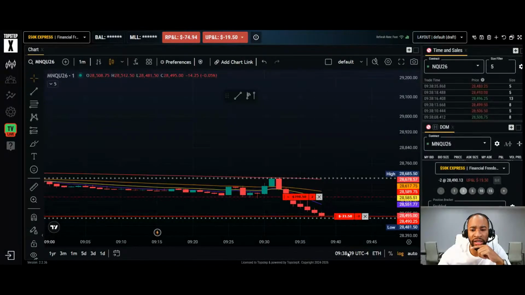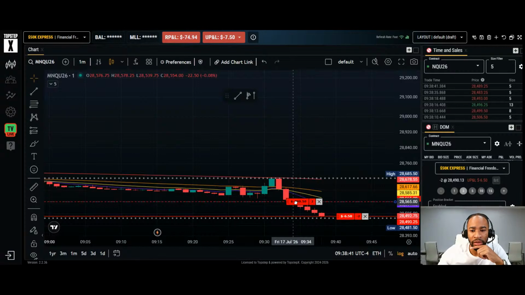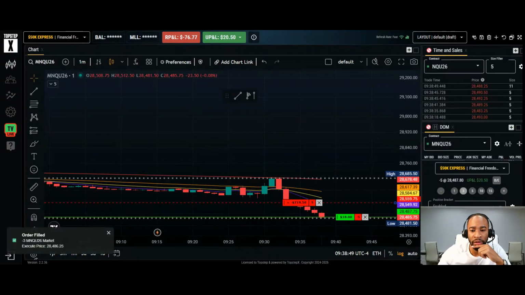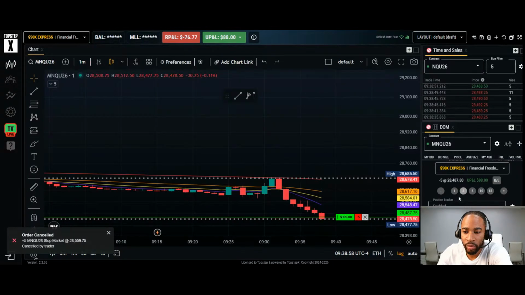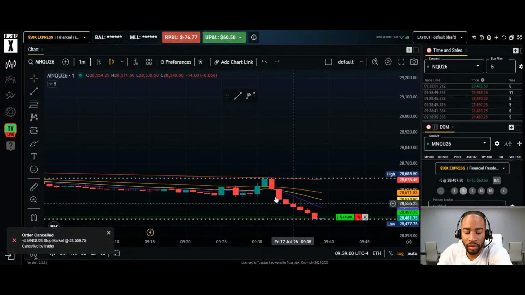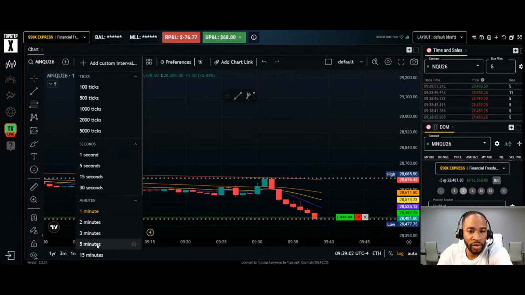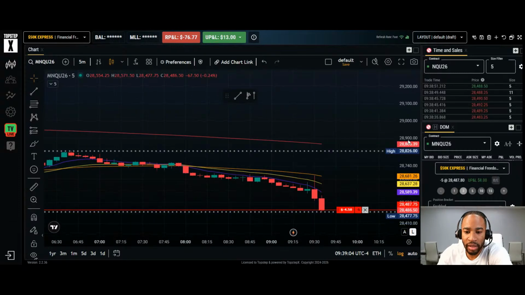All right, family. So I'm going to take a quick short right in this price zone. Stop loss is in place. I'm only going to start off with 2 contracts. May buy a little bit more. Order filled. All right, I'm holding 5 contracts right now. Let's go. Come on, baby, let the good times roll.